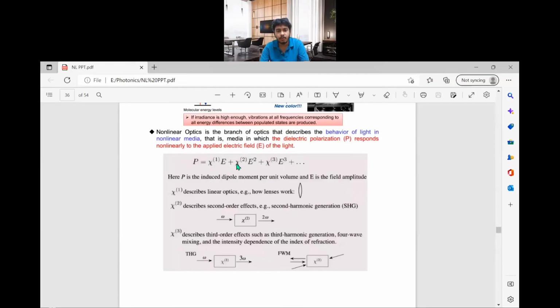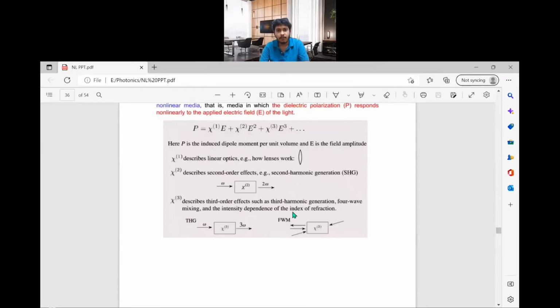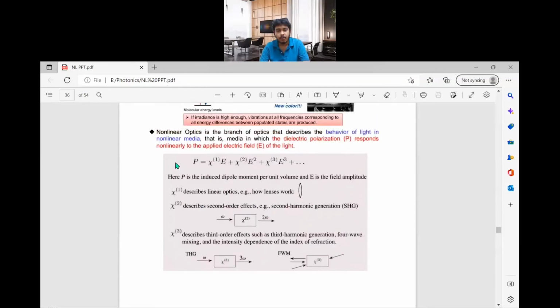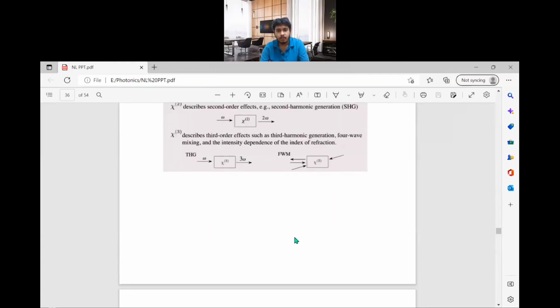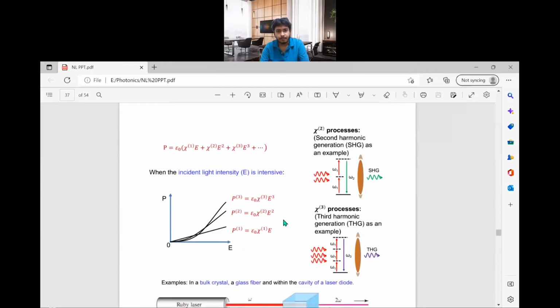So, we have only these relations. And if the light intensity is high, higher order terms will come up. So you have a non-linear relationship between the polarization and the light's electric field. Basically, it's a nonlinear medium where the dielectric polarization responds nonlinearly to the applied electric field of the light. So, if you have this nonlinear activity, you can have different kinds of generation, like second harmonic generation, third harmonic generation, four-wave mixing. So we'll discuss them one by one.